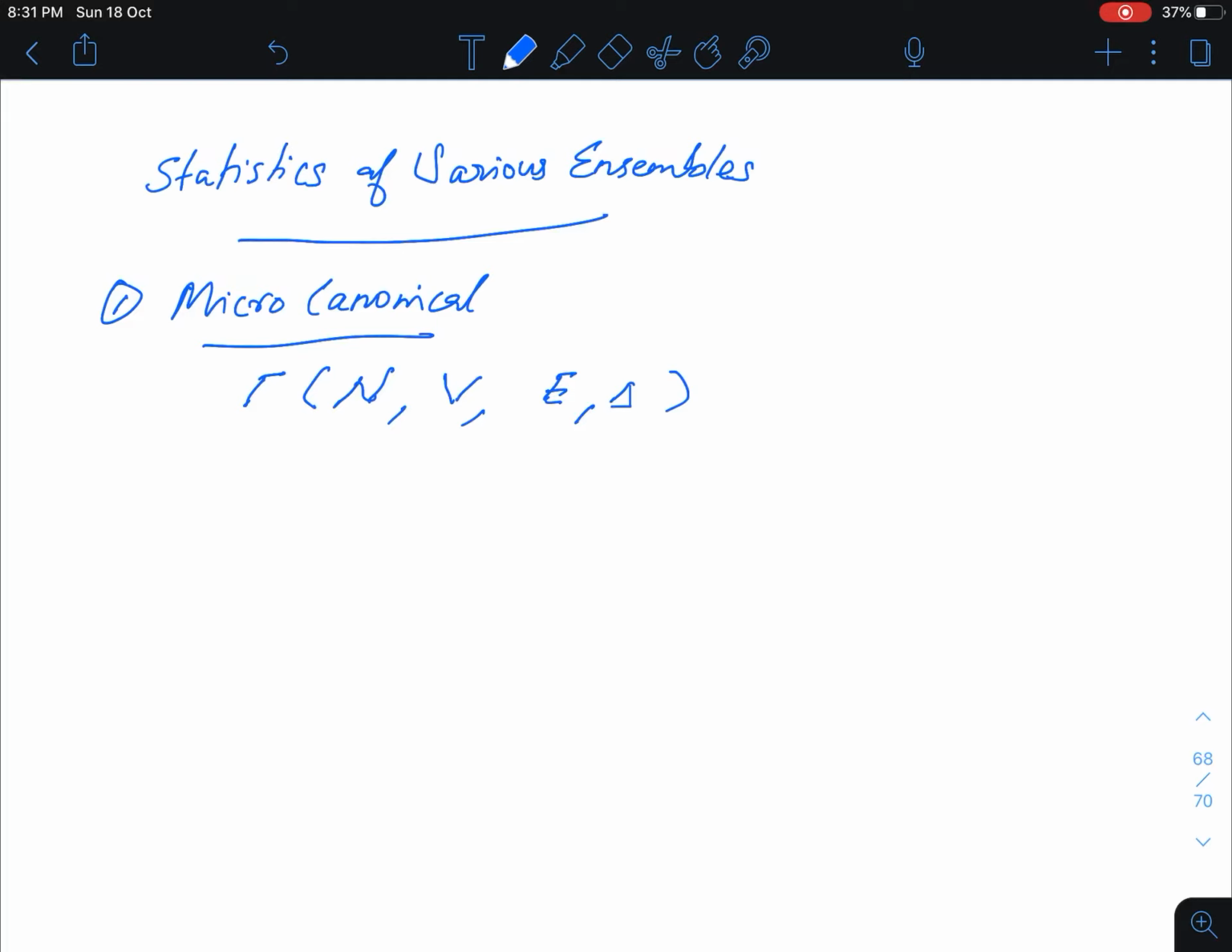Okay, so we know the equal a priori probability. What does it mean, equal a priori probability? The system has equal probability to be found in any of the microstates.